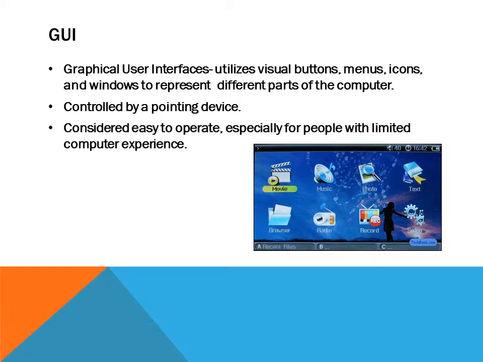The GUI is usually controlled by a pointing device, such as a mouse, where you're allowed to move it around and point and click onto what you want. However, it could be anything ranging from a mouse to a motion tracker pad. It's considered the easiest to operate, especially for people with limited computer experience, since it just involves looking at pictures with labels on them and pointing and clicking. So therefore, it's considered the easiest to operate.